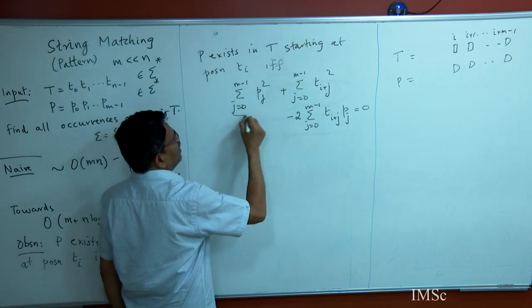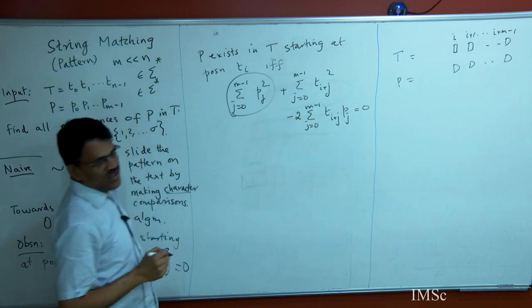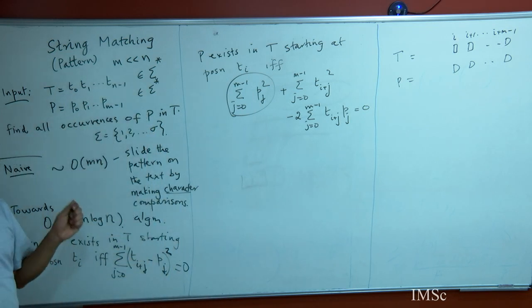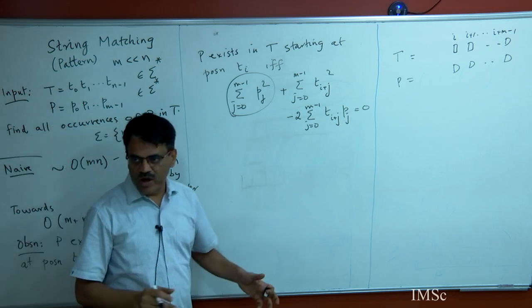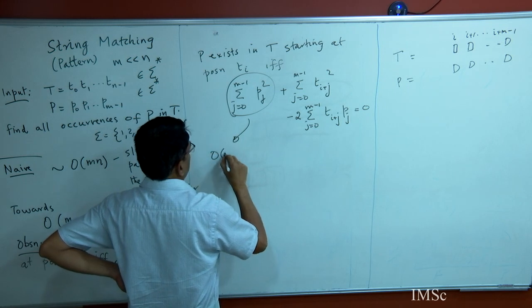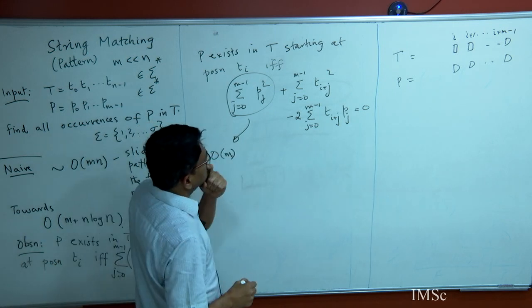Well, how much time? This is independent of i. This is independent of the text. It's just a function of the pattern. So I can compute it in order m time, the sum of the squares of the Pj values. So this is order m.